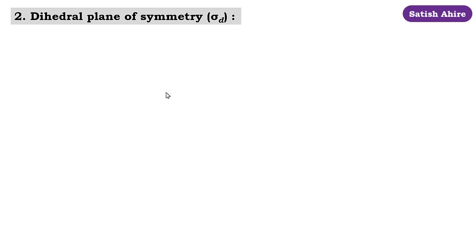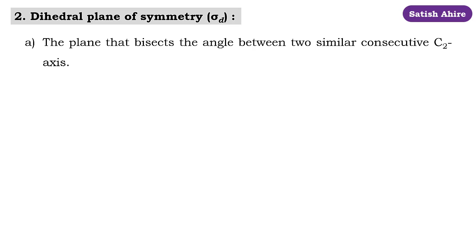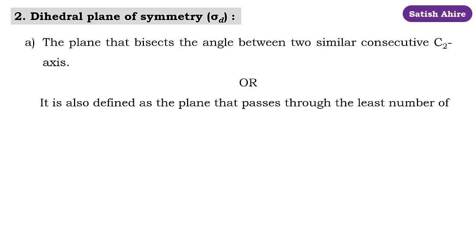Hello friends, in this video we are going to learn dihedral plane of symmetry. It is represented with the symbol sigma d. It is the plane that bisects the angle between two similar consecutive C2 axes, or it is also defined as the plane that passes through least number of atoms. It is represented with the symbol sigma d, where this sigma represents plane of symmetry and this d represents dihedral.